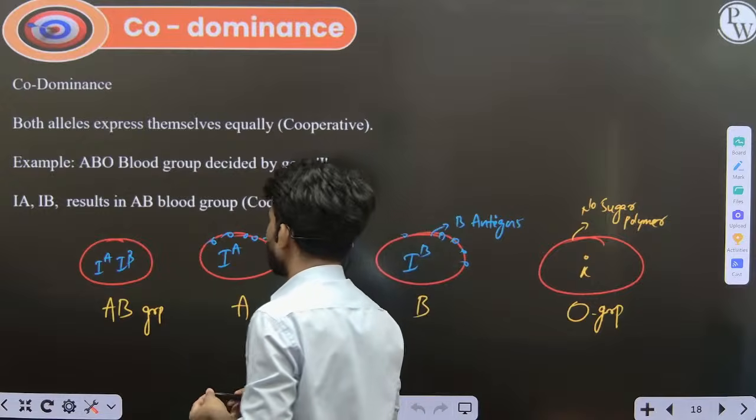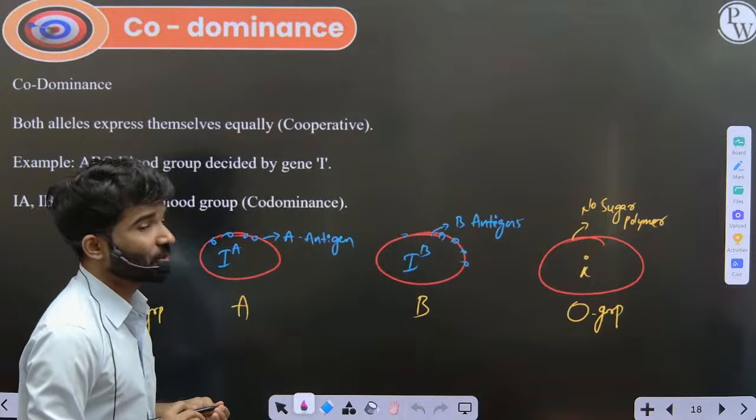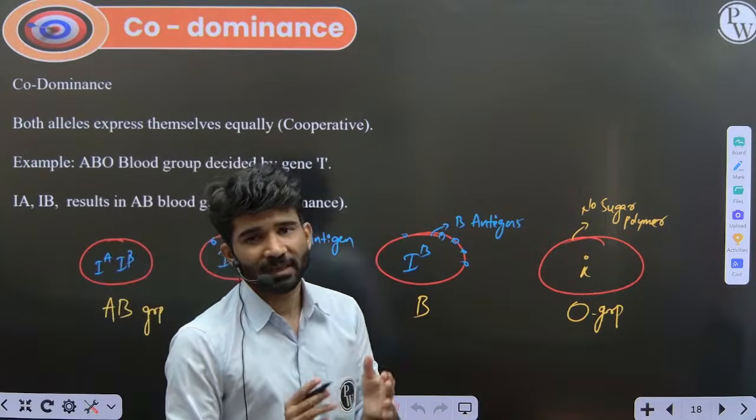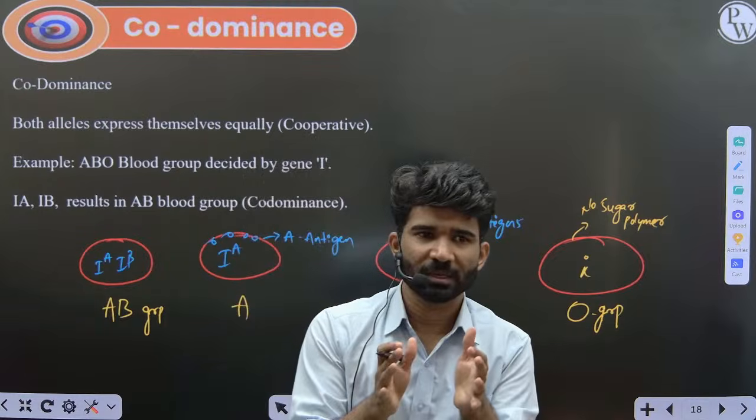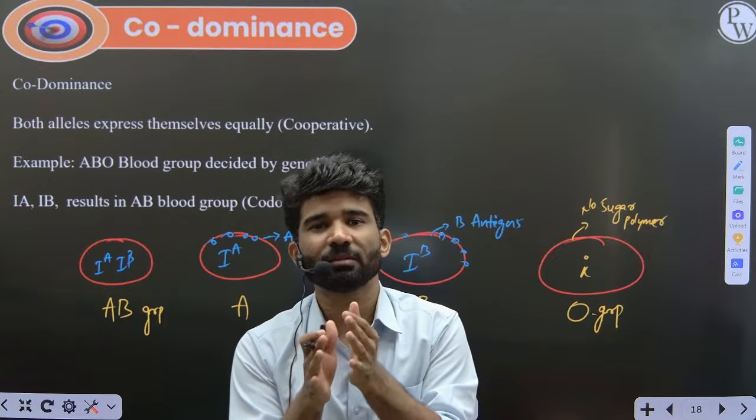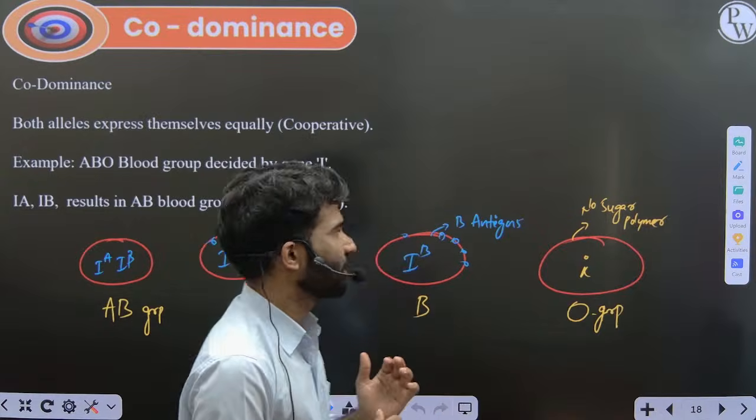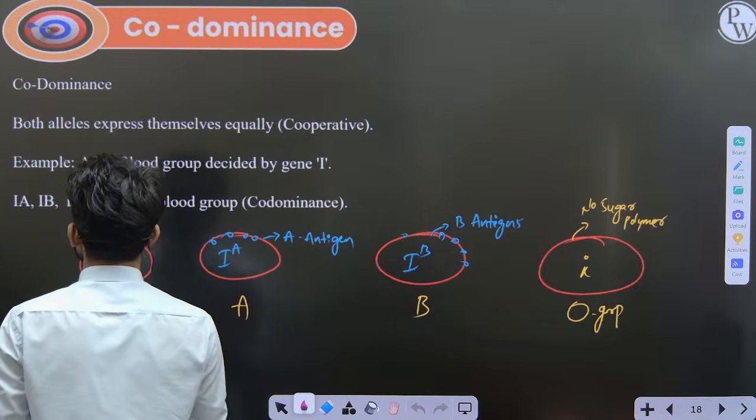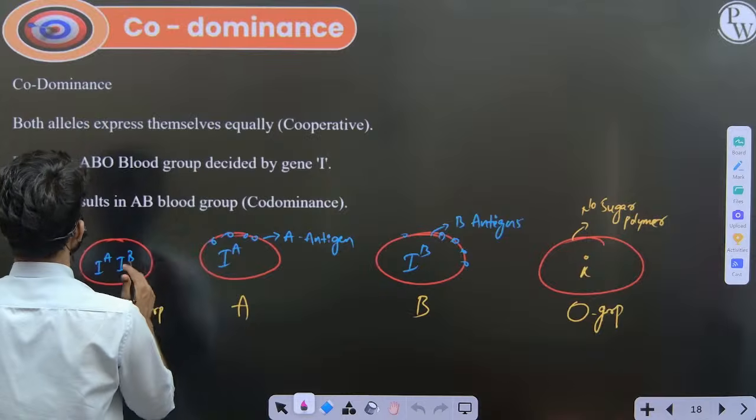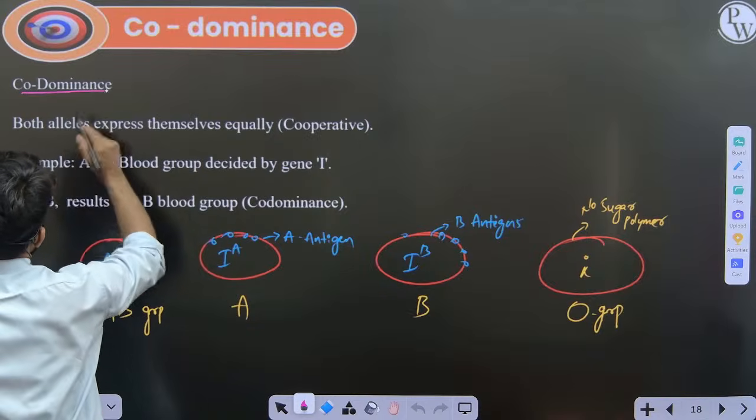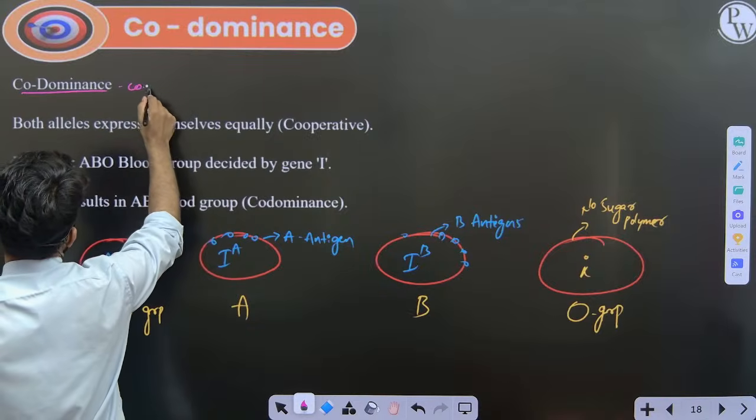The sixth one is the concept of codominance. The name itself is codominance, that means cooperative dominance. So here more than one allele is dominating equally. Right. So that is the cooperative type of dominance.